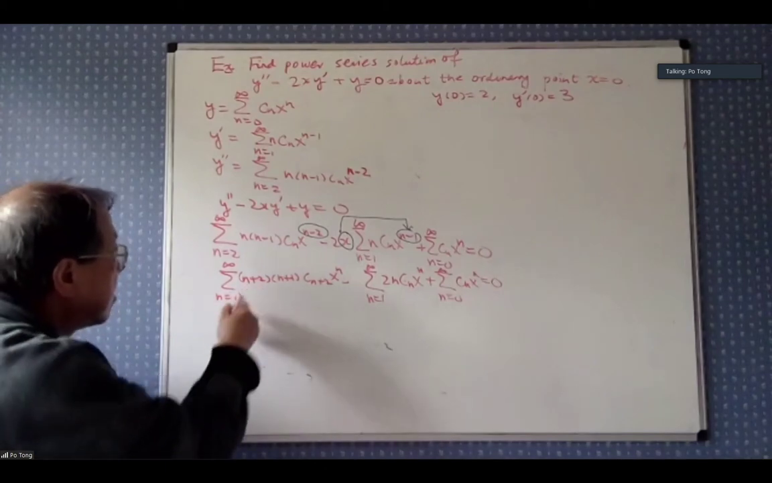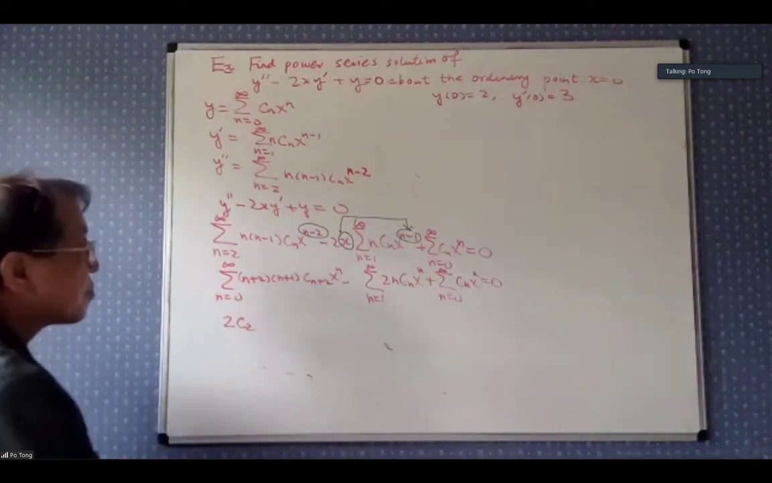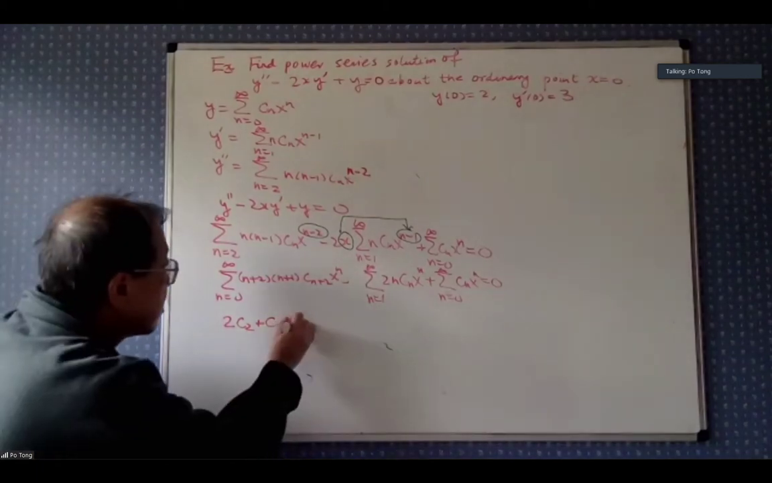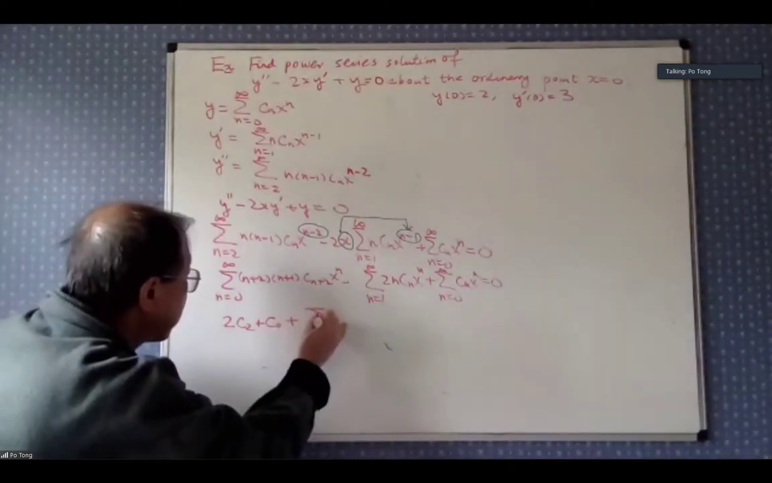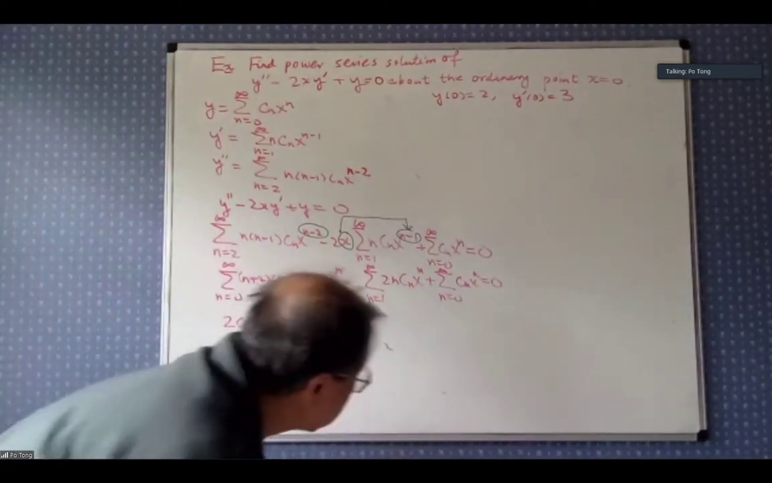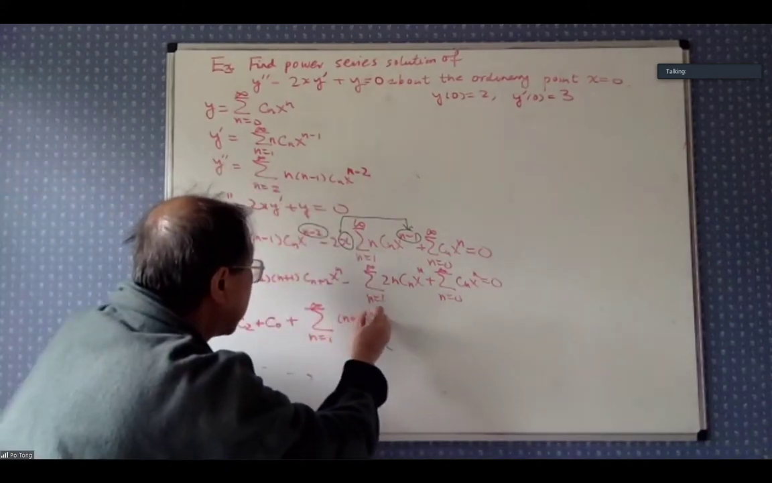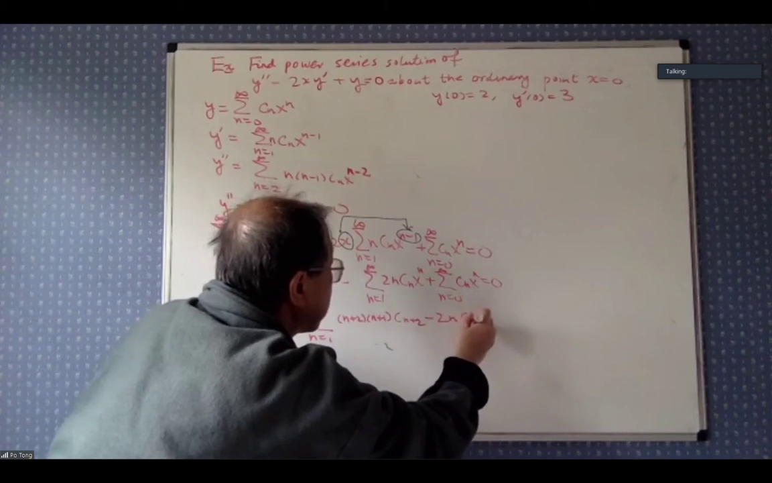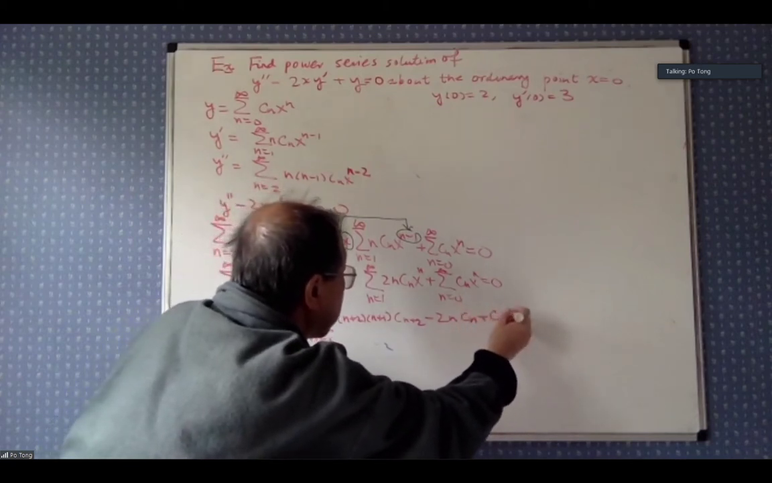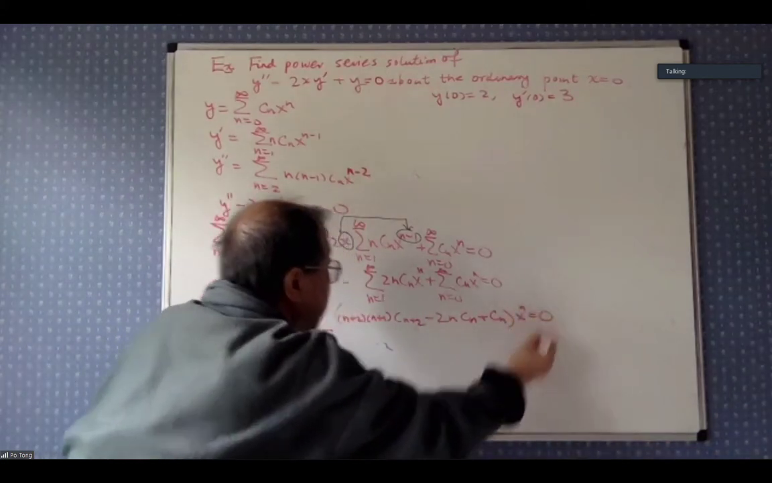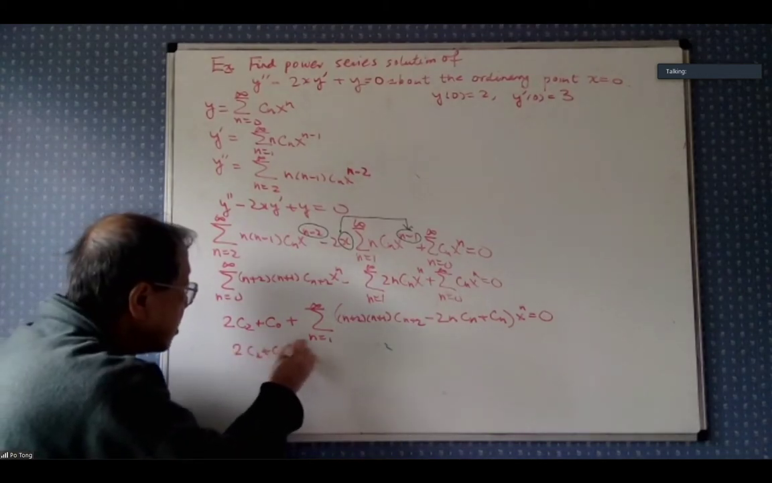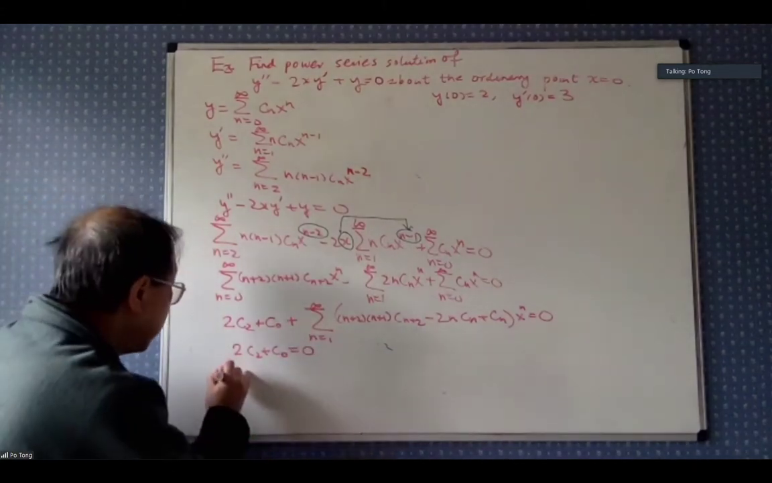When n equal to 0, you have 2 times C2 plus C0, and it's equal to 0. I'm taking this out. I'm going to write one more step, n equal to 1 to infinity, putting together all the like terms. Are you guys with me? So this guy is equal to 0, and also this guy here.